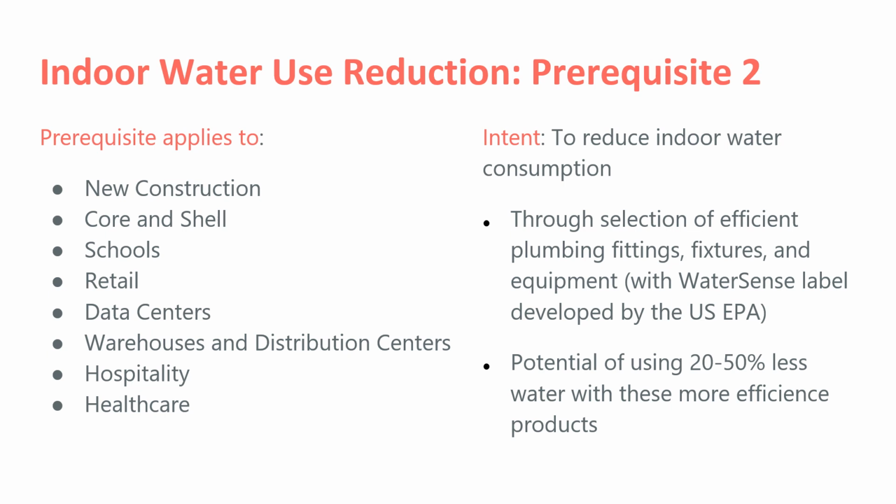This is done through the selection of efficient plumbing fittings, fixtures, and equipment, which have the WaterSense label, which was developed by the US EPA, which makes it easier to select these products, which have the potential of reducing the water consumption of buildings by 20 to 50%.